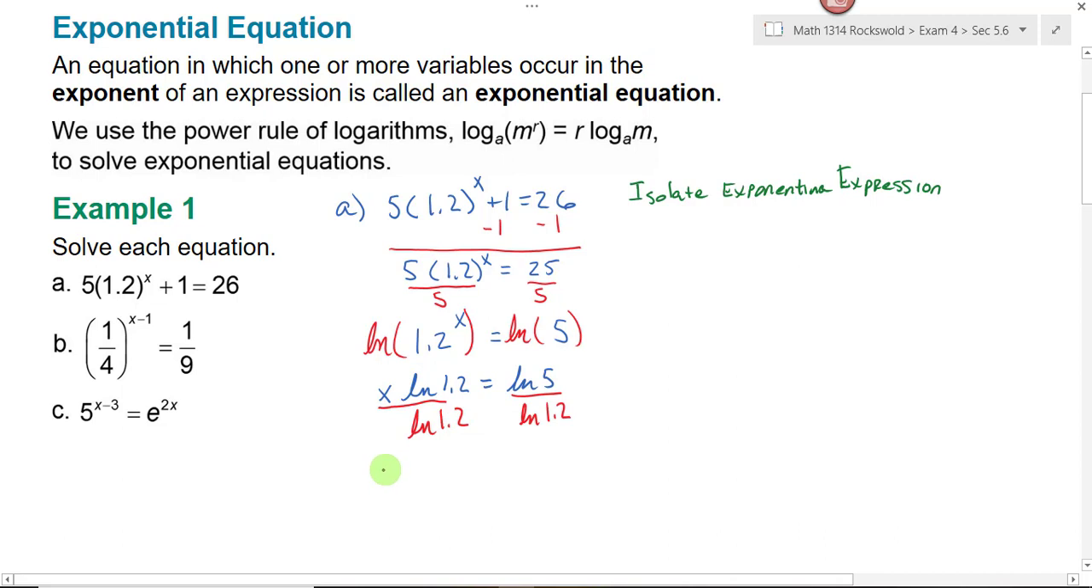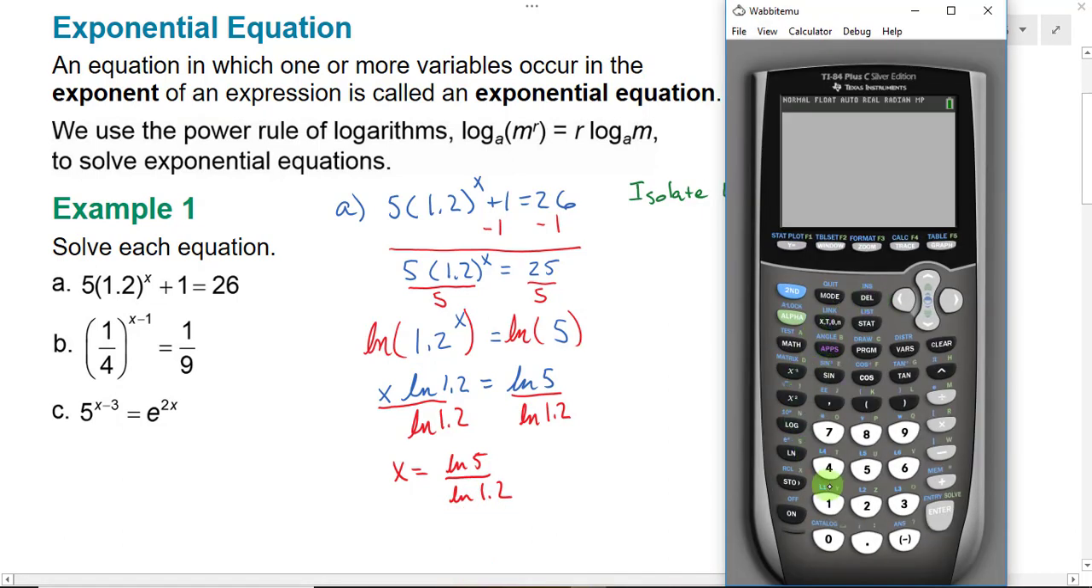And that will give me my final answer of x equals the natural log of 5 divided by the natural log of 1.2. And this is what I would consider to be my exact answer. If I ask you for a decimal approximation rounded to, let's say, 3 or 4 decimal places, we would have to go to our calculator.